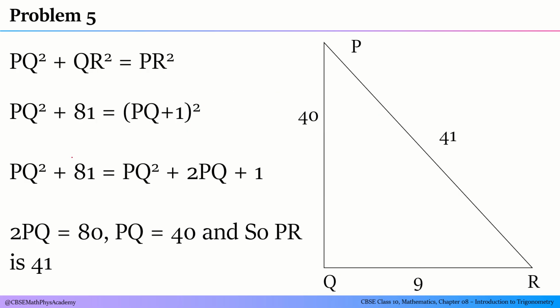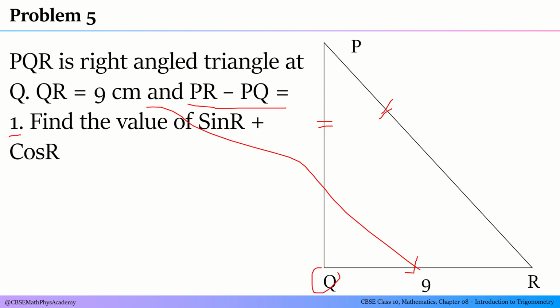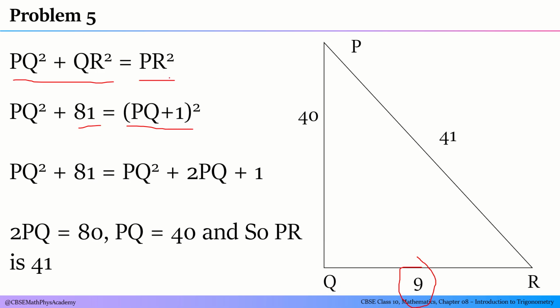So whether you have the solution or not, straight away put the Pythagoras theorem: hypotenuse squared, PR squared, is equal to PQ squared plus QR squared. Then PQ I don't know, QR I know it is 9, so 81. And PR minus PQ is equal to 1. I am just shifting that portion and substituting the value of PR as PQ plus 1, and I am going to square it. Upon squaring, it becomes PQ squared plus 2PQ plus 1 on one side and PQ squared plus 81 on the other side. These both get cancelled, and solving for PQ, you will get the value of PQ as 40.